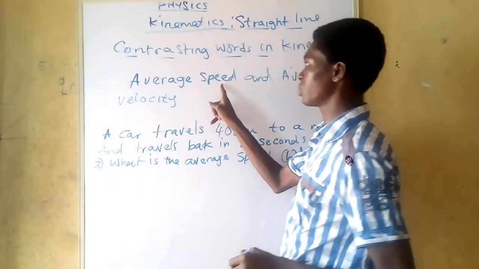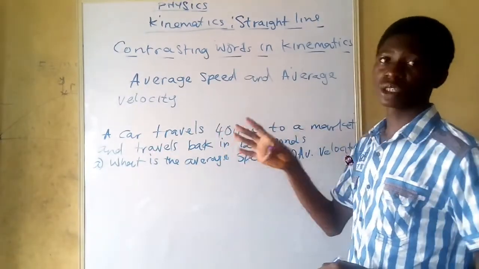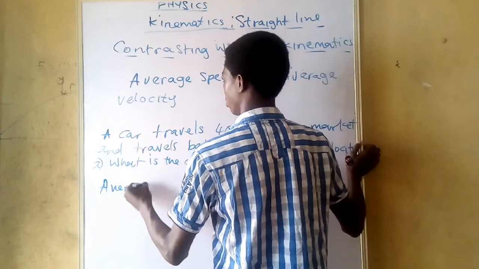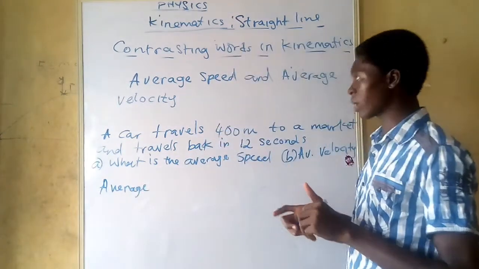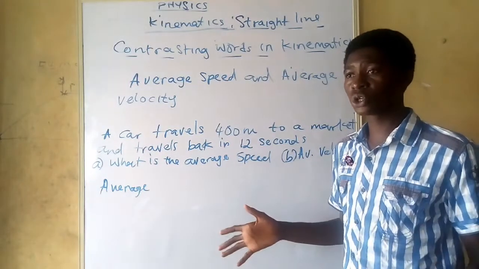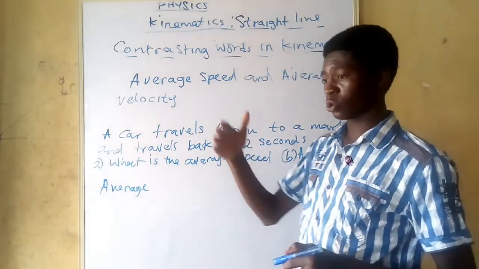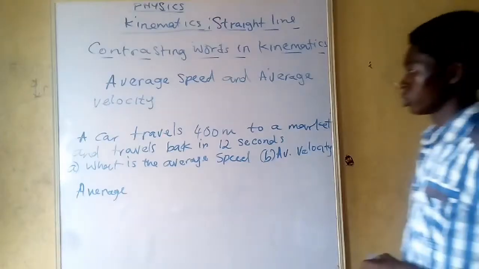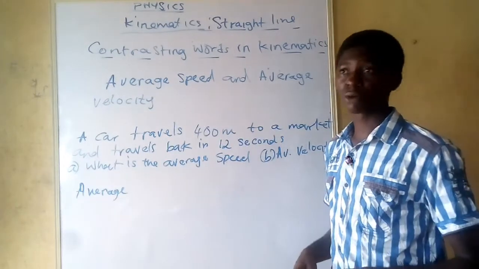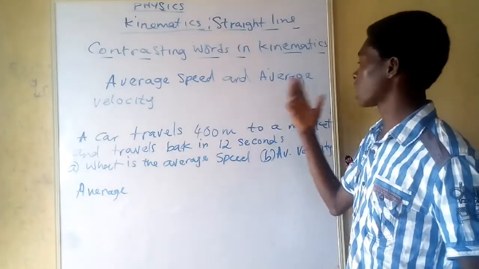So let's calculate. Remember that speed is what? Total distance traveled divided by the time taken for that travel. Average speed and average velocity can't tell you the whole story of the motion of that vehicle. They said it travels to the marketplace and back in 12 seconds, so it doesn't tell you whether the car stopped at some point or whatever.